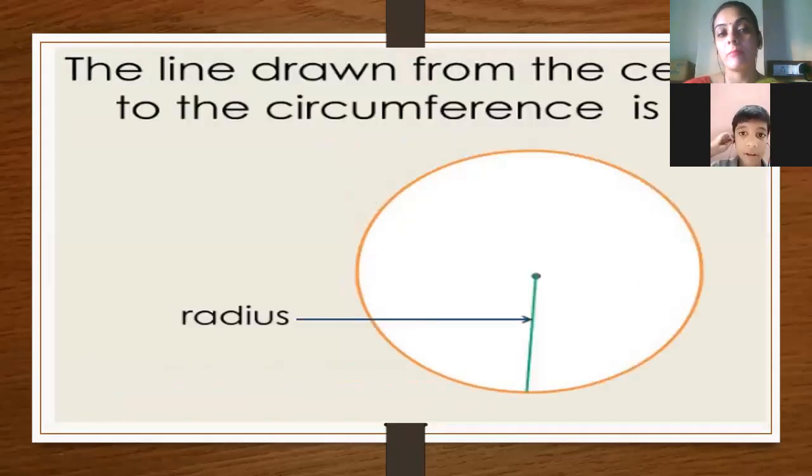Now the second thing: the line drawn from the center to the circumference. Can you see the center? Yes, teacher. The line from the center to the circumference, that we call the radius of the circle. Can you see how the line is joined from the center to the circle? That is called the radius. So the first part was circumference, the second part is radius.